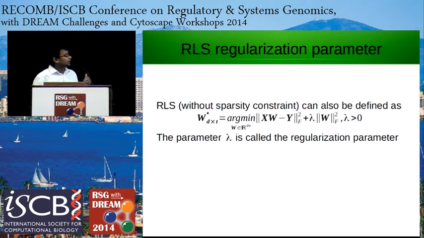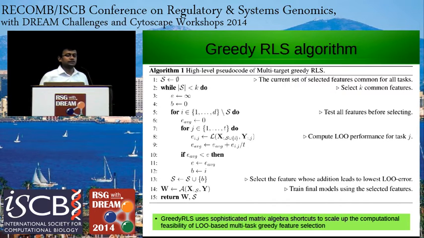So I define the regularization parameter here, which is basically just a restatement of the RLS and the ordinary least squares. Equivalently, we can define it as finding W that minimizes the norm of XW minus Y plus lambda times W squared. So this regularization parameter is a very key parameter.